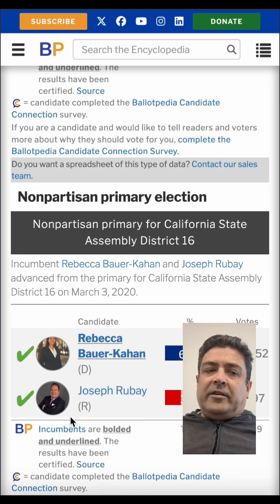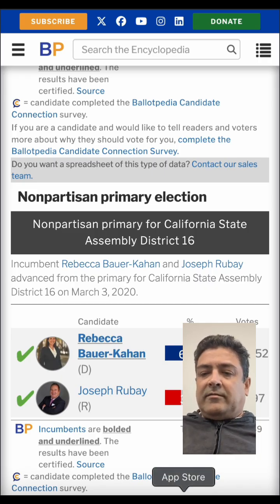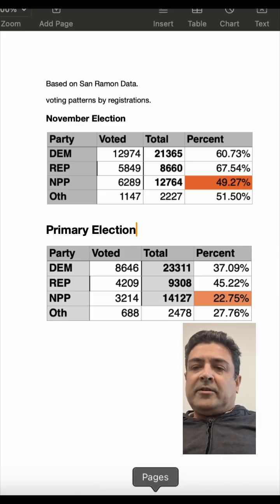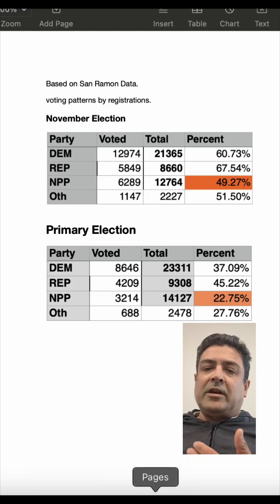What I'm seeing is 34% of us actually represent ourselves as no party preference voters, but we don't really have an option. And one important point, I looked at the data which I have from San Ramon and my previous election. One thing is very visible in the November election. You see no party voters voted basically 49% of the time, and in the primary election, it's only 22.75%. And the primary reason they are not voting is because they do not have an option.